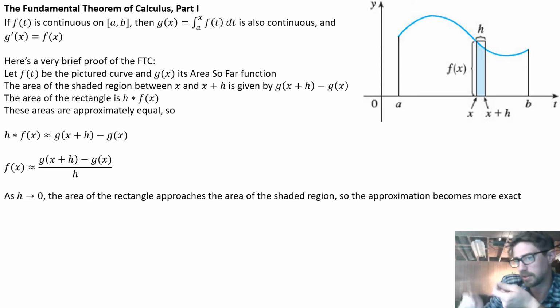h can't really be 0 because then it wouldn't have any width, but if we looked at the limit of what was happening here, this would no longer be approximate, this would be exact. And this is kind of why this is a partial proof. Your book has a much more detailed one.